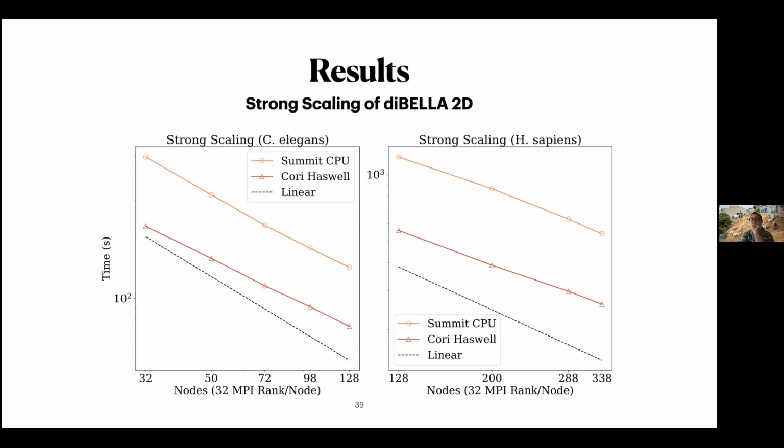And here are a few results. This is the strong scaling of our algorithm, so the whole pipeline, on both Summit and Cori Haswell. The scaling is pretty good overall. This is C. elegans and Homo sapiens: Homo sapiens is a decent size, C. elegans is not too big. But yeah, we get a pretty nice scaling, so we were happy with these results.